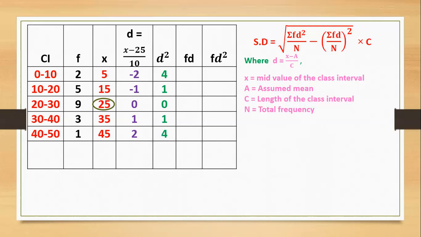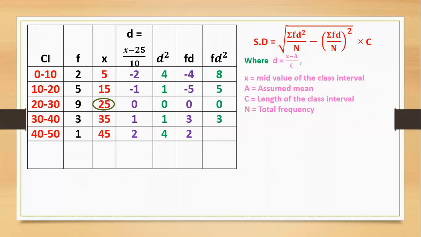Next, we need f into d. F into d means 2 into minus 2, minus 4. 5 into minus 1, minus 5. 9 into 0, 0. 3 into 1, 3. 1 into 2, 2. And we need f into d total and f into d square. F into d square: 2 into 4, 8, and 5 into 1, 5, and next 9 into 0, 0, 3 into 1, 3, 1 into 4, 4.